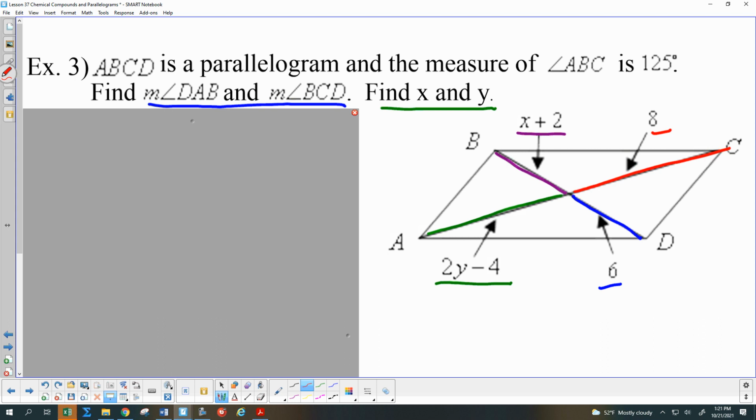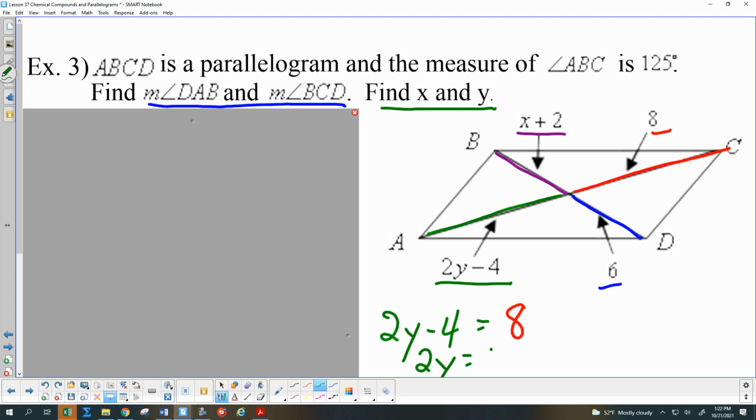So, what was the property about diagonals? What do the diagonals do? Grayson, what did you write down that the diagonals do? They bisect each other. So, tell me 2 things that means have to be equal. Who wants to try to tell me 2? All right. 2y minus 4 equals 8. So, is everybody comfortable with 2y minus 4 and 8 have to be equal to each other? Those are 2 pieces of the same diagonal.